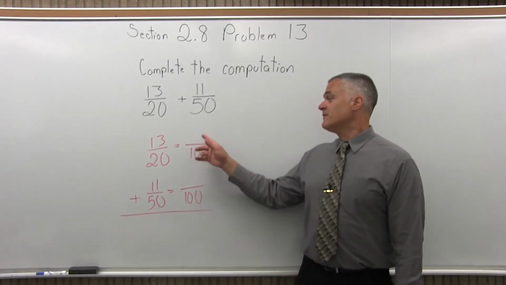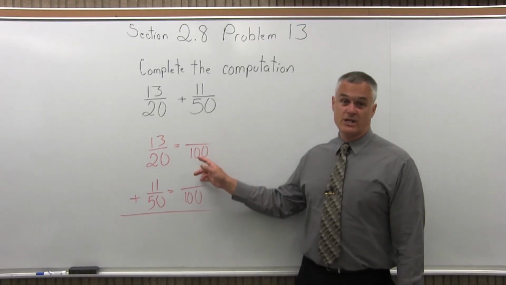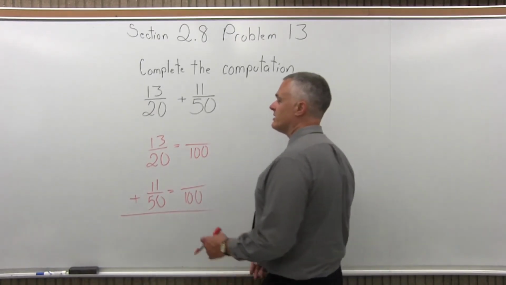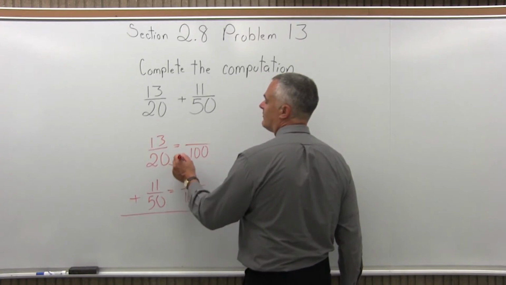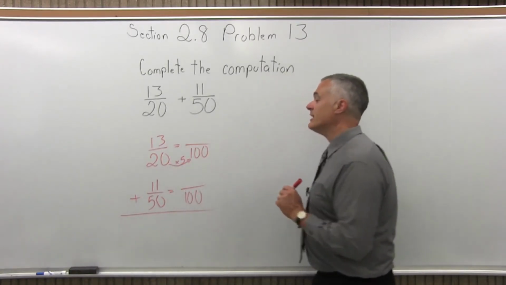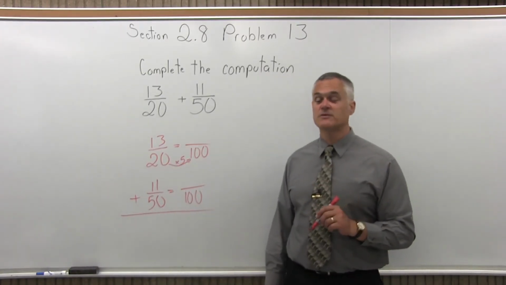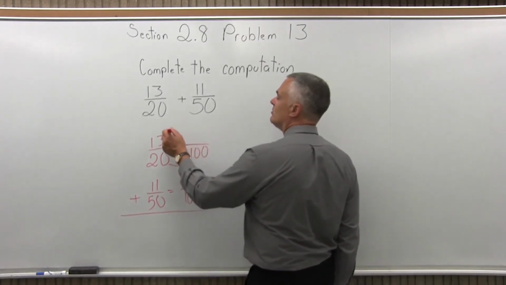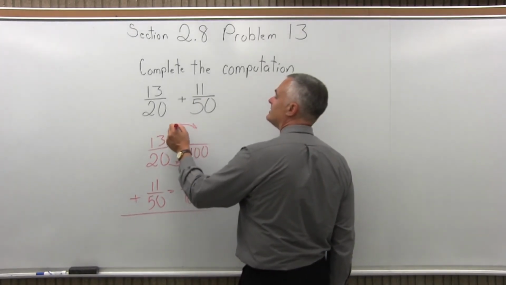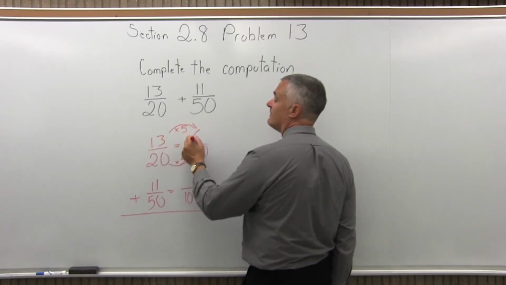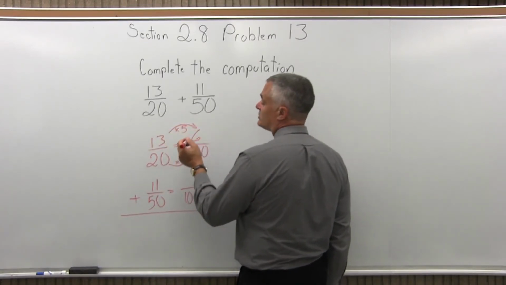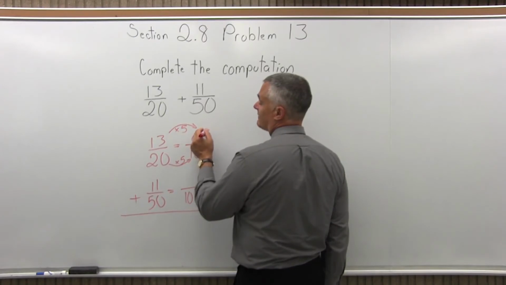Now, let me fill in the numerators for those fractions that will keep them equivalent. So if I look at the upper fraction with a denominator of 20, 20 times some value turned into a 100. That some value must be a 5. 20 times 5 is 100. So the numerator is multiplied times that same value, in this case times 5. 13 times 5. Now I know that should be 65.